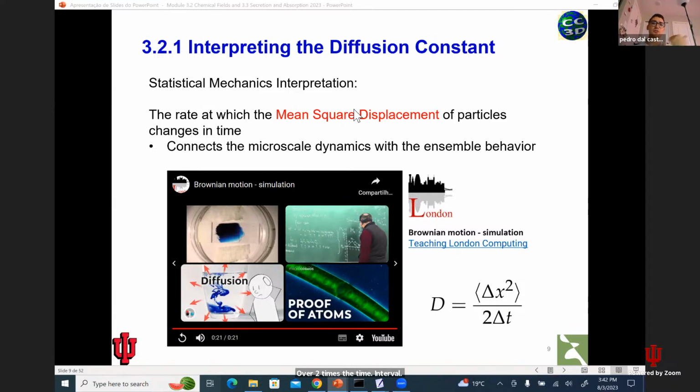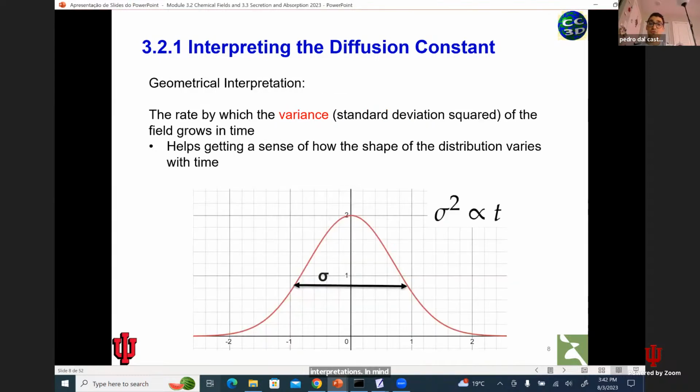So in my opinion, it's good to have all these 3 interpretations in mind. But if I would choose one, I would choose the geometrical interpretation. In my opinion, it is both intuitive and useful in practice, okay? So the size of the distribution grows with the square root of time.